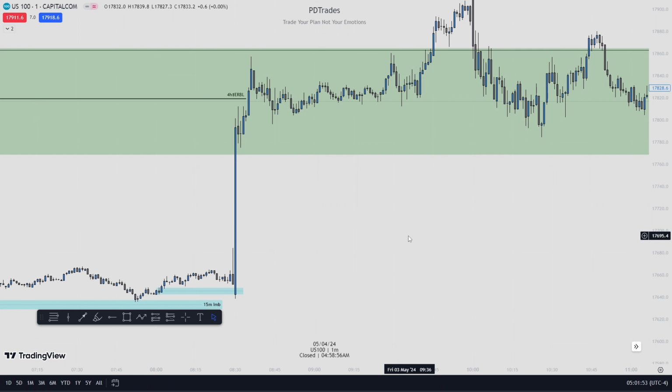You understand? But look at the body, bro. It just wicked outside and the body closed right inside. You see the body? Look at that, bro. Look at the body still inside this order block. Why did I choose this order block? Because it was at the discount of this entire range here. So they used it to push price to take out this external range buy side liquidity.